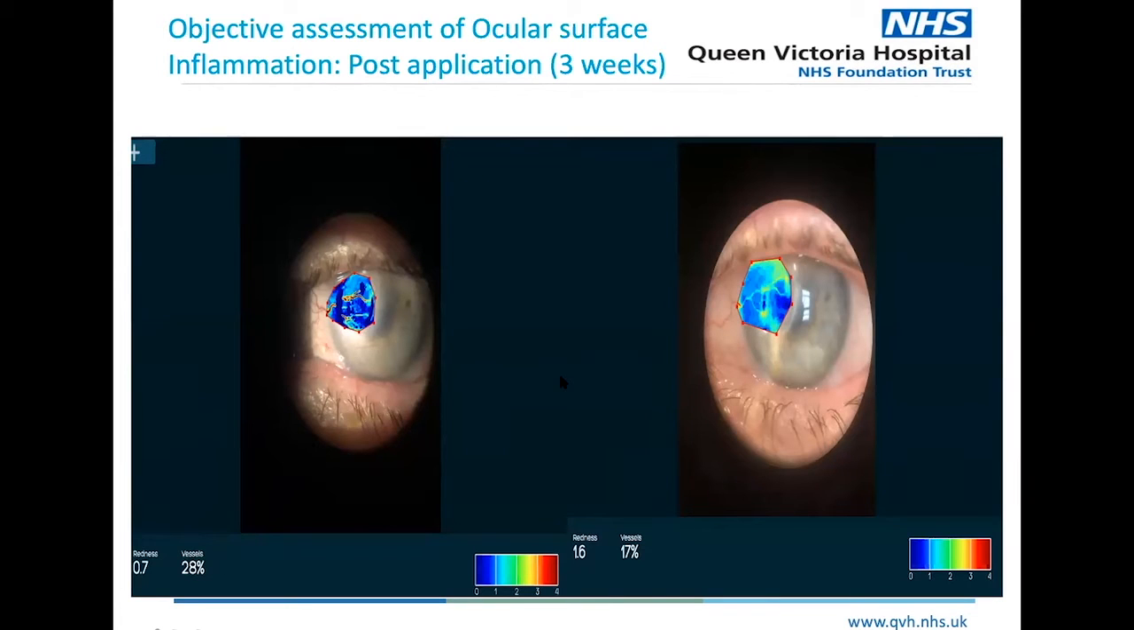It would be good to objectively assess these patients and look at the anti-inflammatory properties, which have been widely published, of this amniotic membrane. I'm happy to take any questions from here. Many thanks.